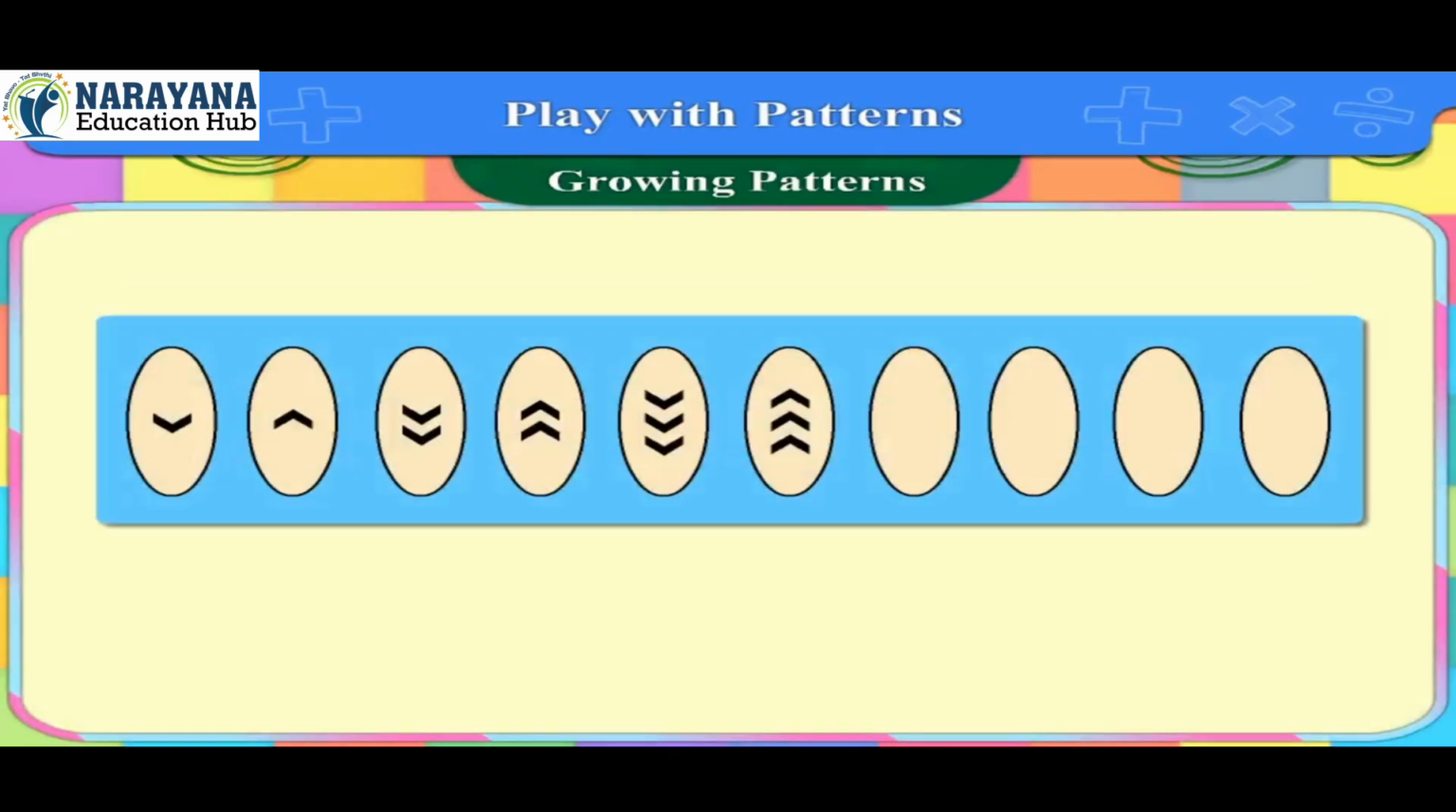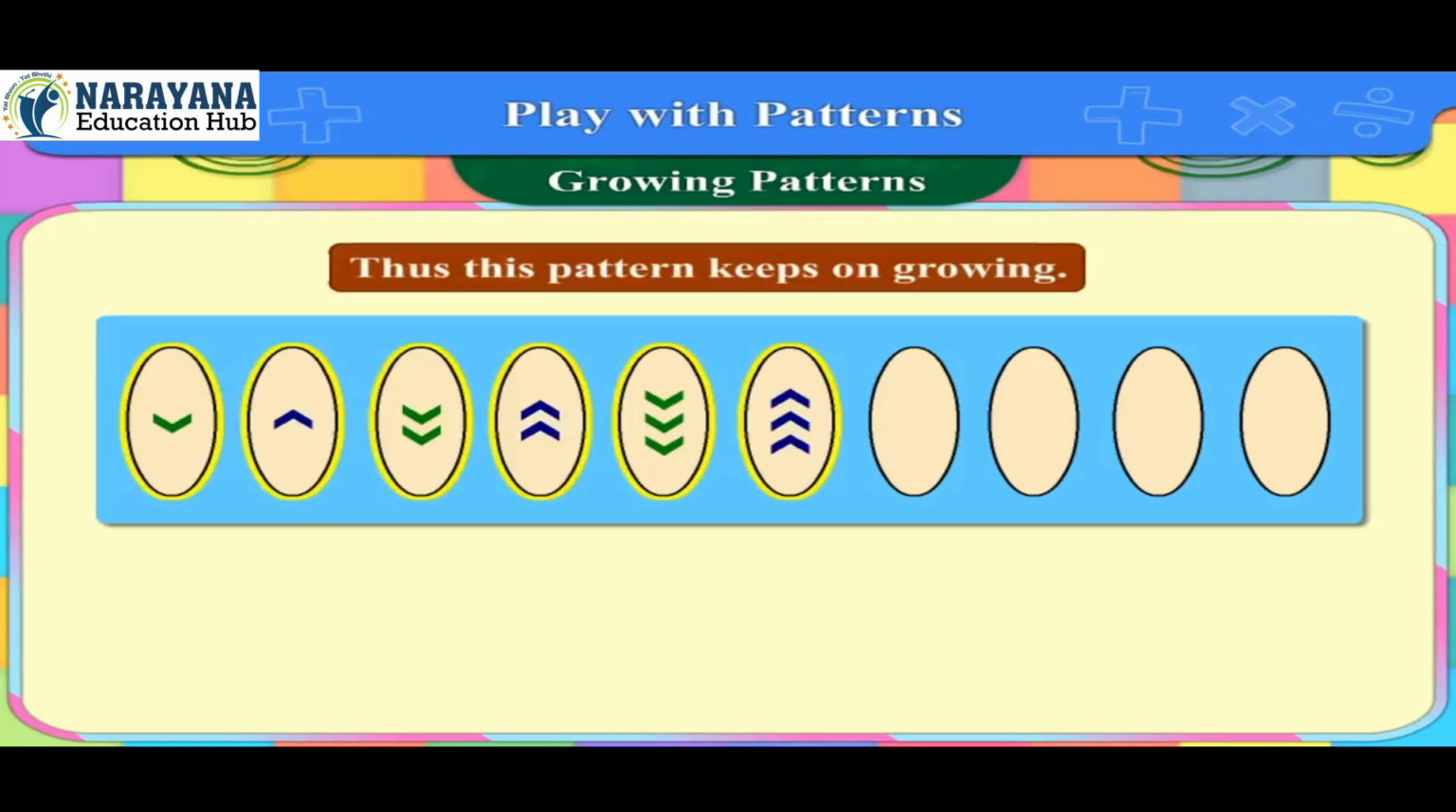Drawing patterns. See, here a different type of pattern is given. In the first and second, we have one arrow pointing downward and the other arrow pointing upward. After that, 2 arrows pointing downward and the other 2 arrows pointing upward. Then 3 arrows pointing downward and the other 3 arrows pointing upward. In the pattern, the number of arrows is increasing. Thus, this pattern keeps on growing.